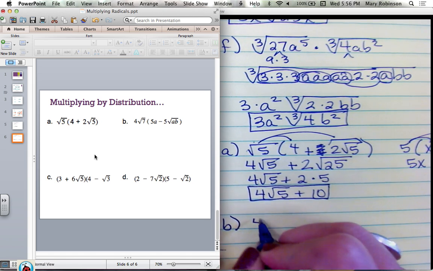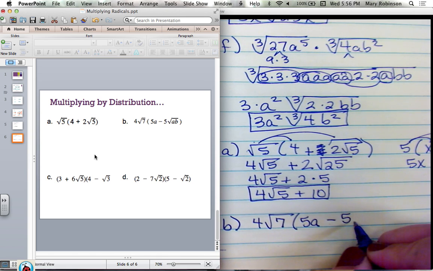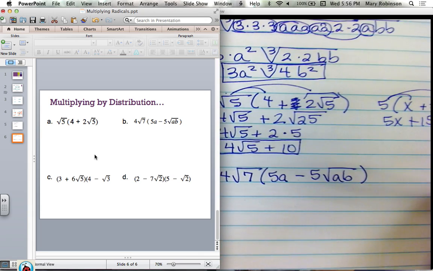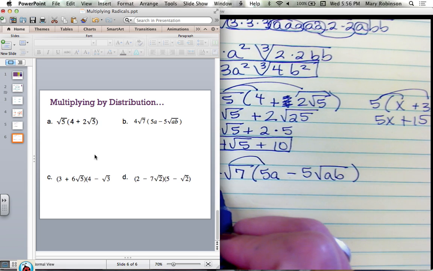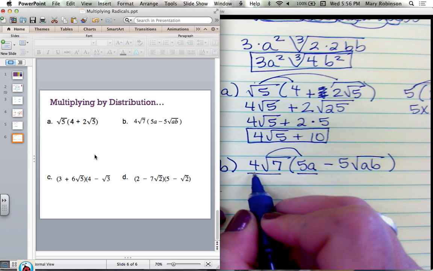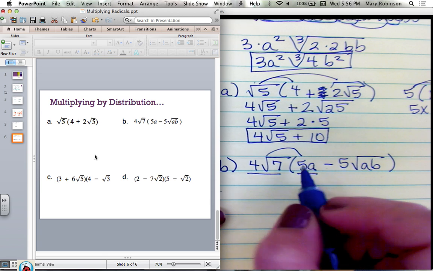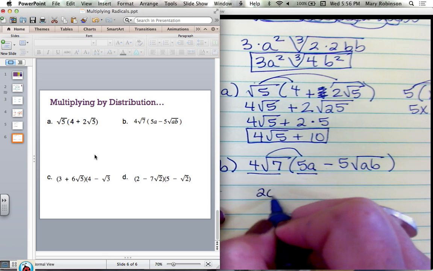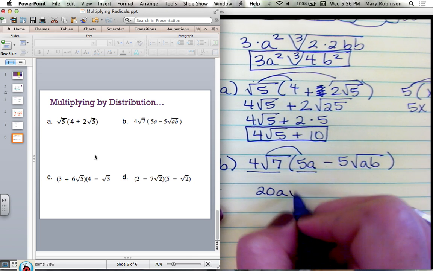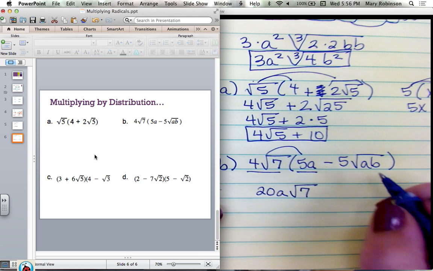For part B, we have 4 square root of 7 times 5a minus 5 square root of ab. So all the rules still apply. Because when I multiply this term times 5a, I have 4 outside of a radical and I have 5 that's not in a radical. I can multiply the 4 and the 5 together. So 4 times 5 gives me 20. I also have the a not in a radical, and I have the square root of 7. There's no other radical to multiply it with, so I simply bring that down.